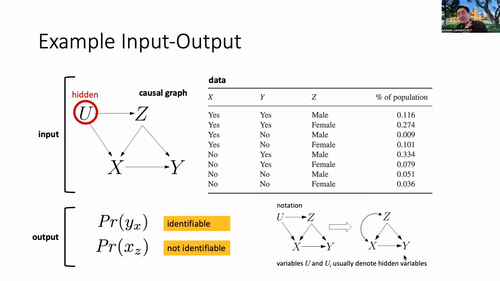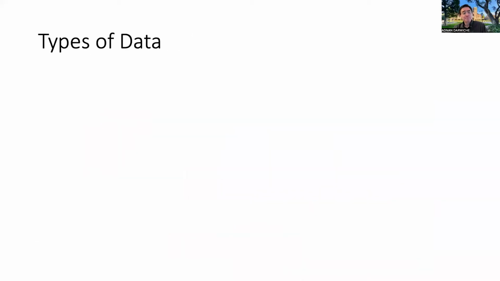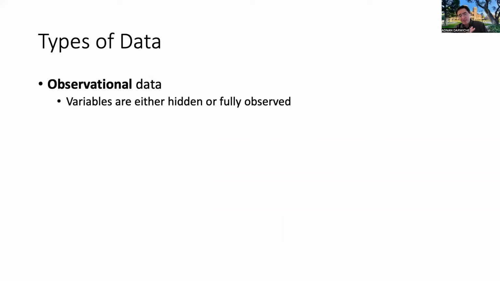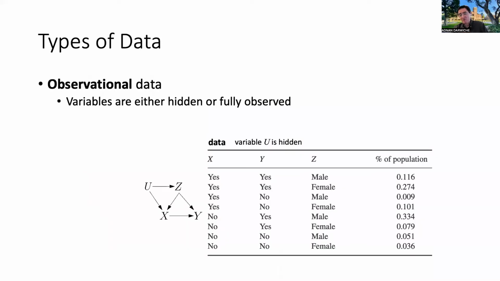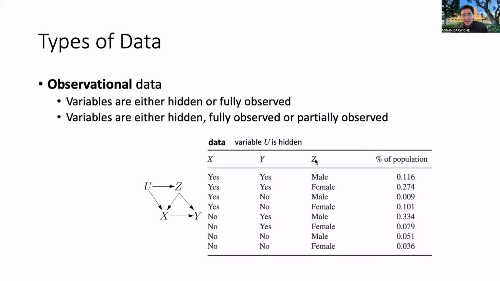Okay, so we need to take care of a couple of more issues before we go into these identifiability criteria. One of them is type of data. So we talked about observational data in which variables are either hidden or fully observed, like in this example. U is hidden, but X, Y, and Z are always observed in every example. That's the case we're going to be focusing on. There is another case where you may have also partially observed variables. We're not doing this now, but maybe next time we'll talk about that. So everything here will be a variable that is either fully observed or hidden.